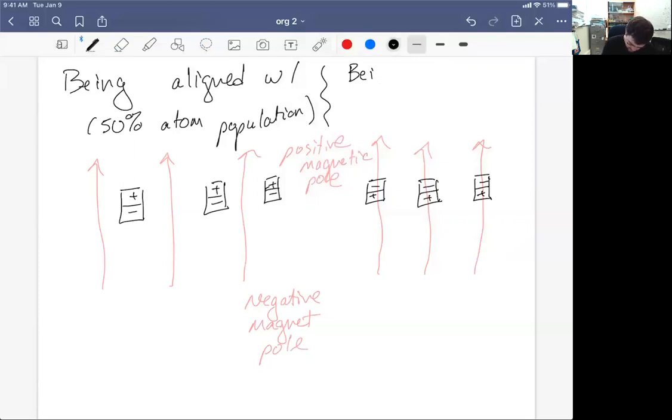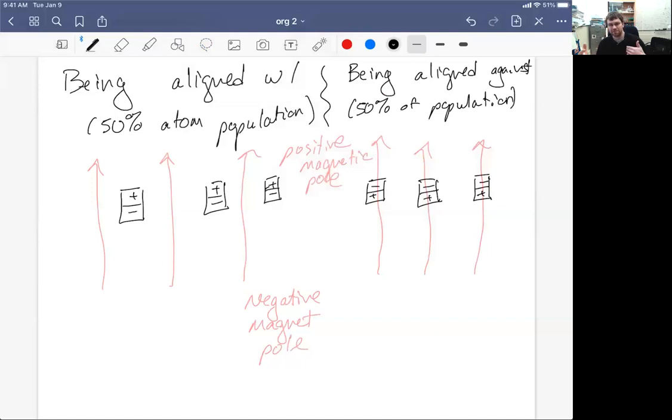Aligned against. And again, this is 50% of the population. So it's very predictable. I mean, 50 is pretty rough. It actually might be a little bit more, a slight favoring towards being aligned with the external magnetic field, but it's very close to 50-50. Okay, which is helpful for us.